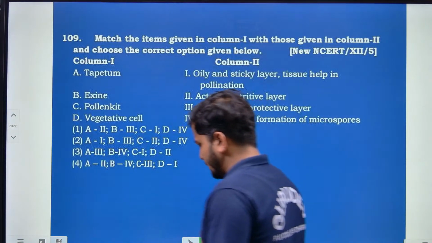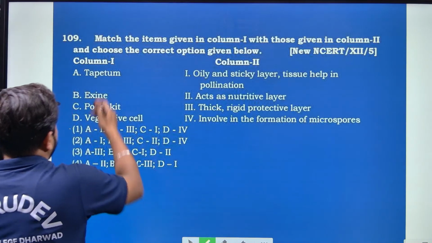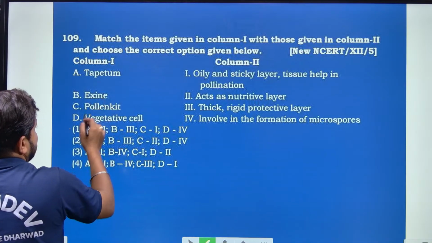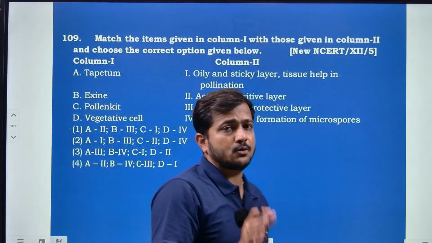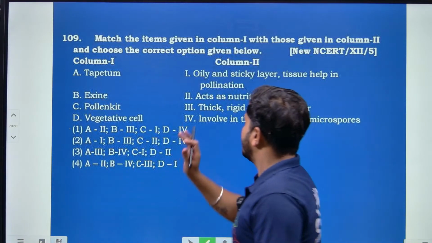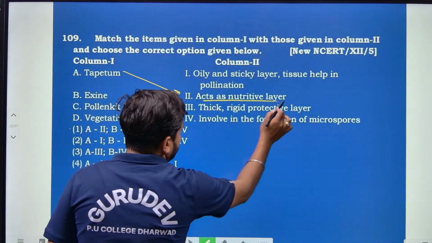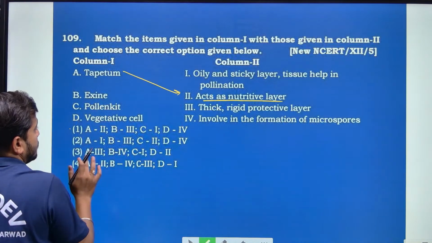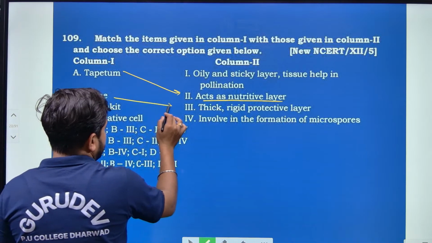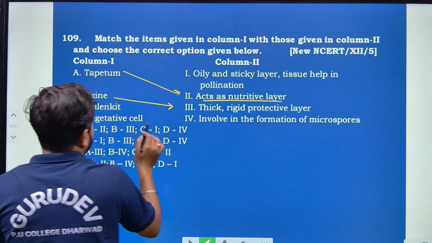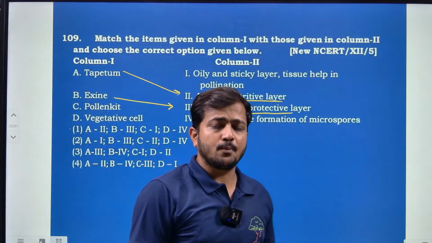Then again, match the following. They have given tapetum, exine, pollen kit and vegetative cell, which are mainly related to the pollen grain. The tapetum acts as the nutritive layer. Exine is a thick, rigid protective layer, majorly made up of sporopollenin.